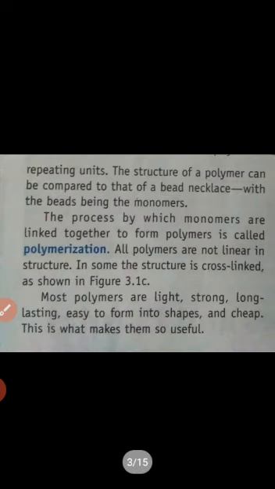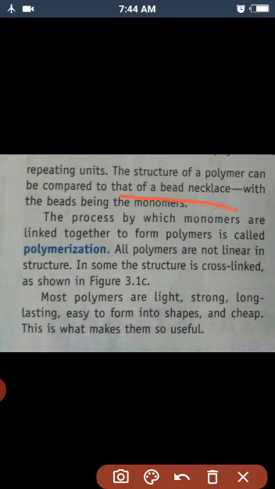The polymer structure looks like the beads of a necklace. The process by which the monomers are linked together to form polymers is called polymerization. Polymerization is not only linear, it can also be cross-linked. Polymers are light, strong, long lasting, easy to form into shapes and cheap. So polymers are used to make many useful things.